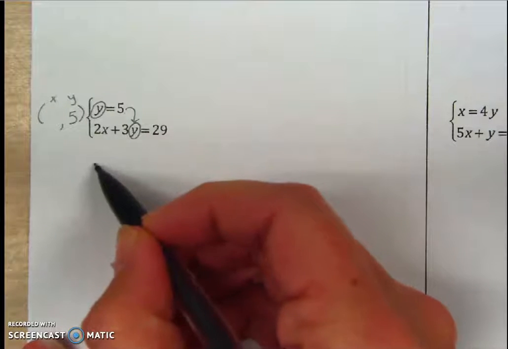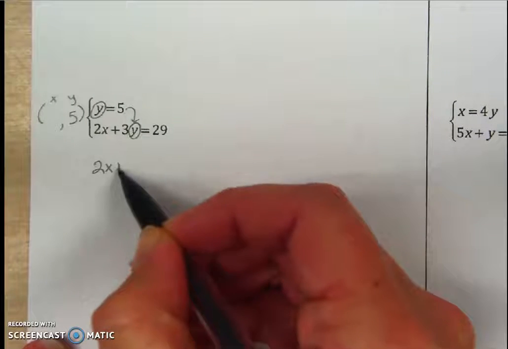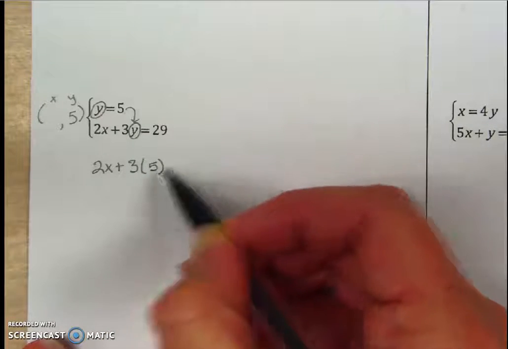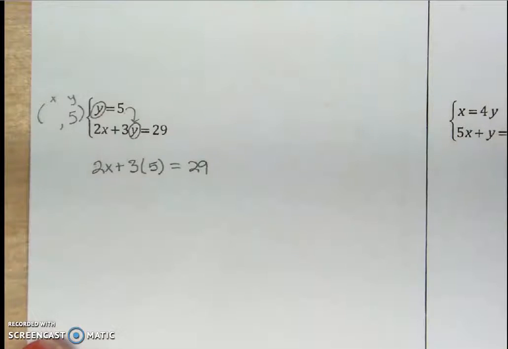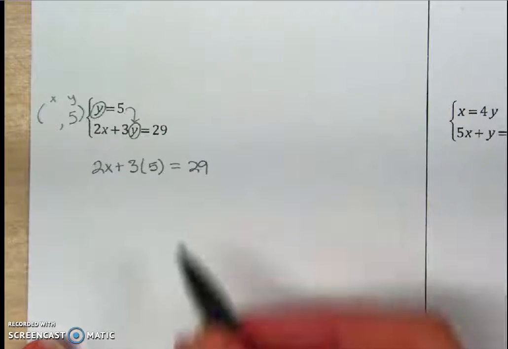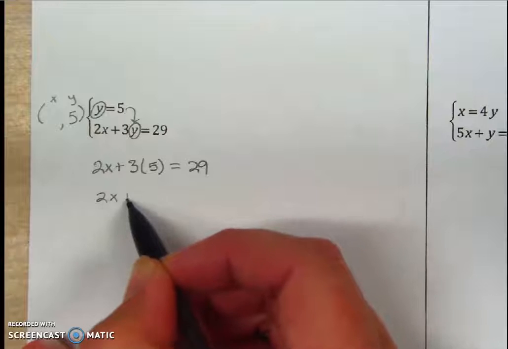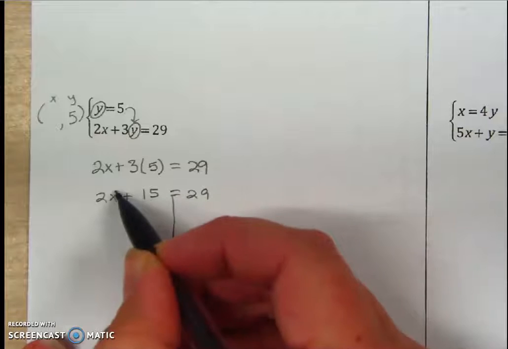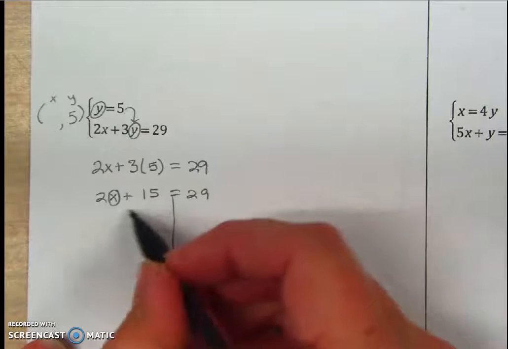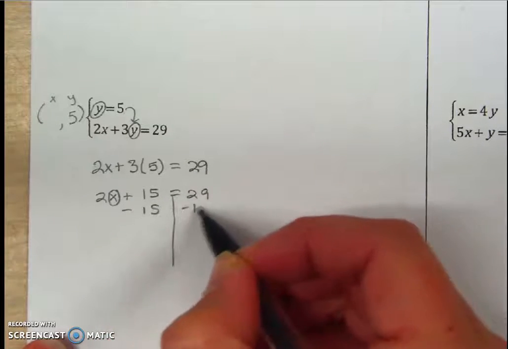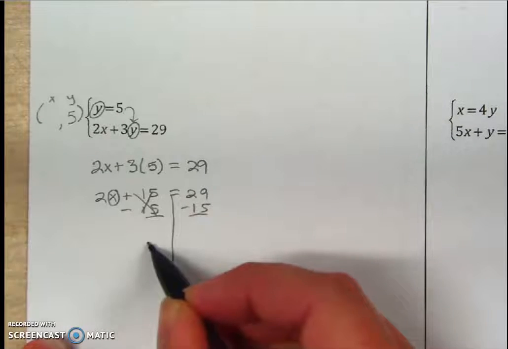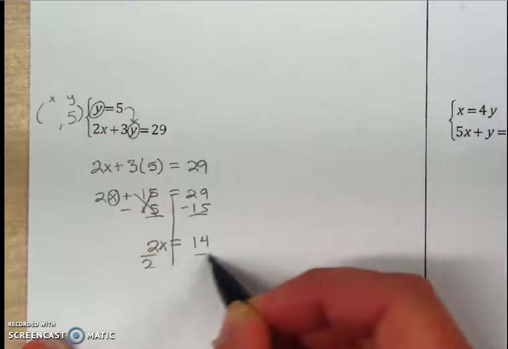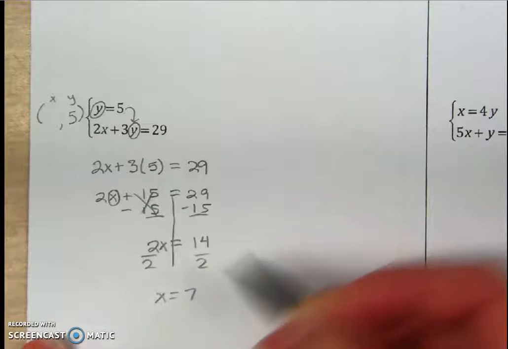So I'm going to rewrite this second equation now, 2x plus 3, but instead of y, I'm going to write 5 equals 29. Now it's a simple little equation that I can solve. So this now would be 2x plus 15 is equal to 29. Draw the line, circle the variable. You remember how to do all this. We'll subtract 15 next from both sides, which means we'd have 2x equal to 14. Divide both sides by 2, and we get x is equal to 7.